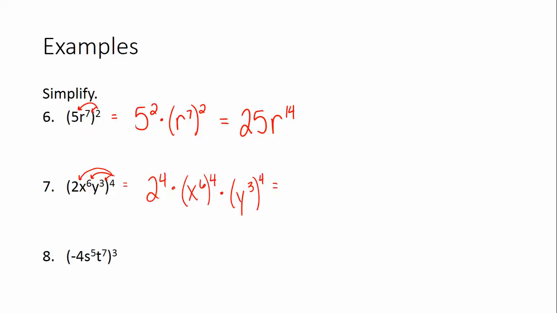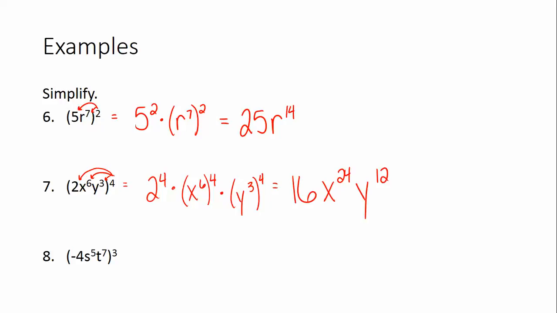So now when we simplify, 2 to the 4th, that's 2 times 2 times 2 times 2, so that's 16. Again, we're going to be multiplying exponents. We have a power raised to a power, so that's x to the 24th, y to the 12th, 3 times 4.